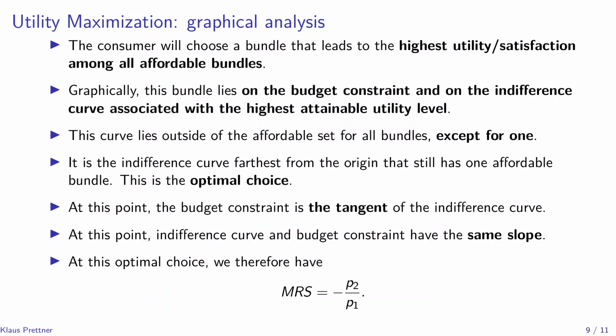And at this point, at this optimal choice, the budget constraint is the tangent of the indifference curve, where at this point the slope of the two curves is the same. So the slope of the indifference curve is the marginal rate of substitution. The slope of the budget constraint is the negative of the price ratio. And at the optimal choice, these two have to be the same. So we can use this result to derive the optimal consumption bundle in standard ways, or otherwise we can just use this graphical analysis and get to the point in a graphical way.